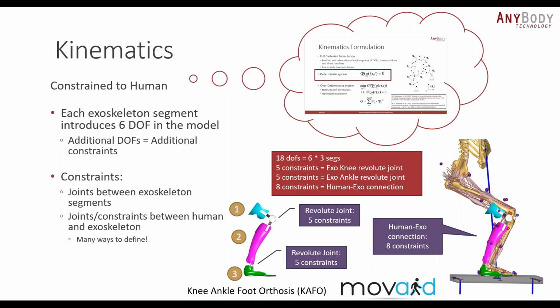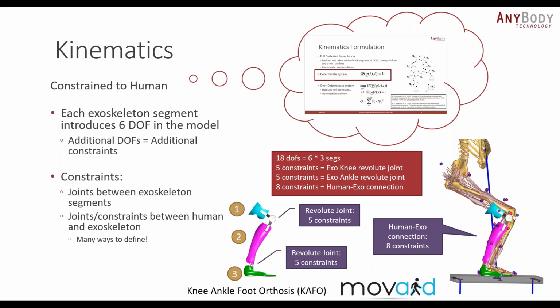But just for the exoskeleton model, you have to be precise with the degrees of freedom coming in from the exoskeleton and the additional constraints that you are adding into the system. These constraints can be joints between different exoskeleton segments, or some sort of constraints between the human and the exoskeleton.